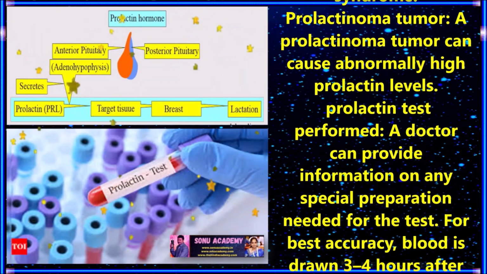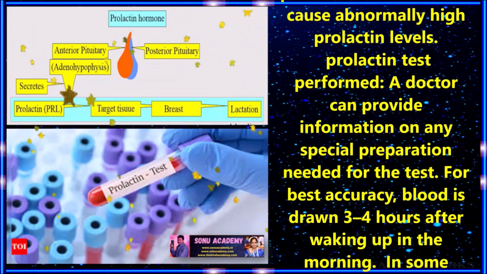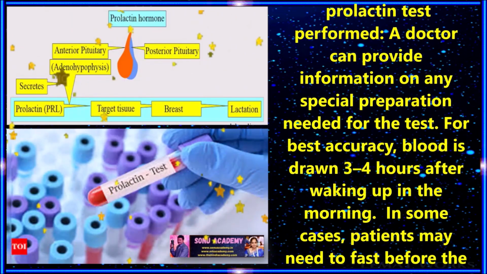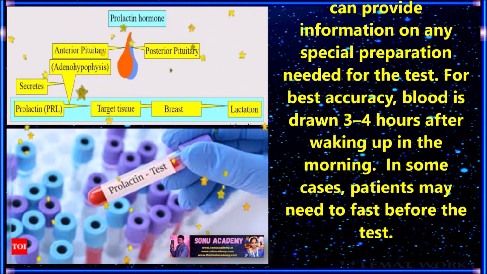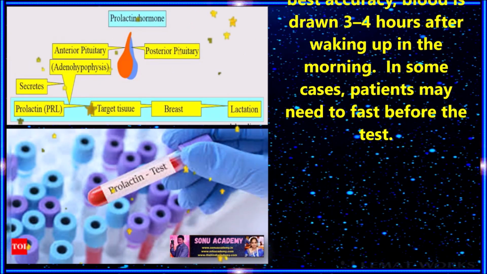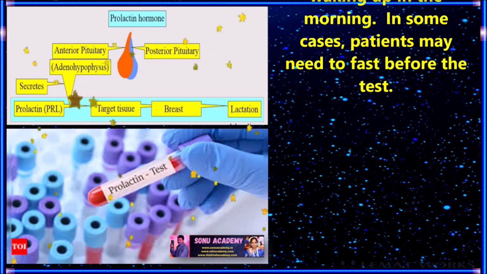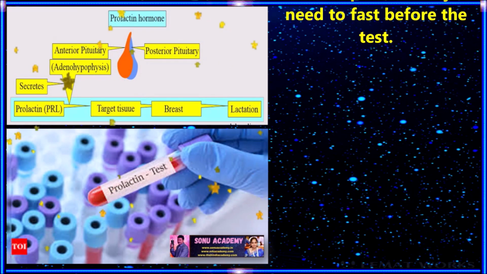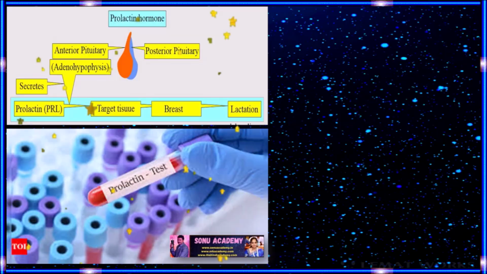Let's see how the prolactin test is performed. A doctor can provide information on any special preparation needed for the test. For the best accuracy, blood is drawn three to four hours after waking up in the morning. In some cases, patients may need to fast before the test.